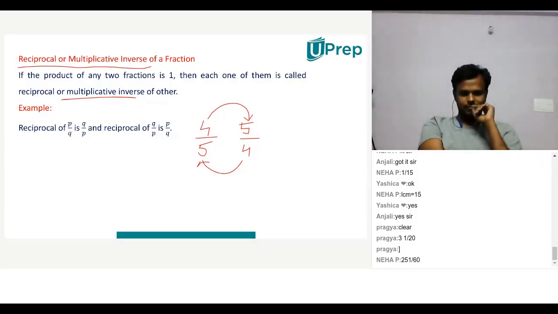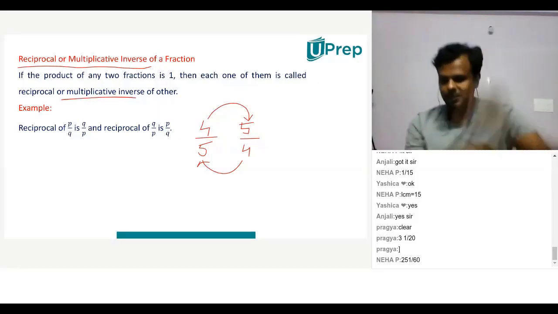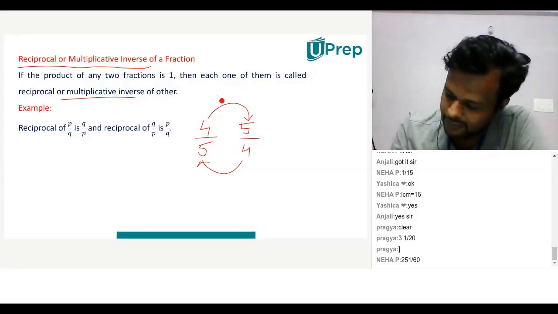Okay, so then can I say an example like 12 by 4 is also like 4 by 12? No, the multiplicative inverse of 4 by 5. We are talking about inverse here.